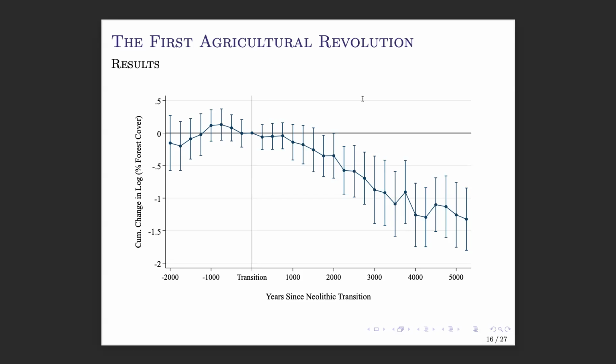What we then see is that over the subsequent 5,000 years after the transition, there's a steady decline in forest cover. It seems relatively unrelenting here, reaching one log point decline 4,000 or 5,000 years out. So we see quantitatively large effects on forest cover associated with the Neolithic transition.